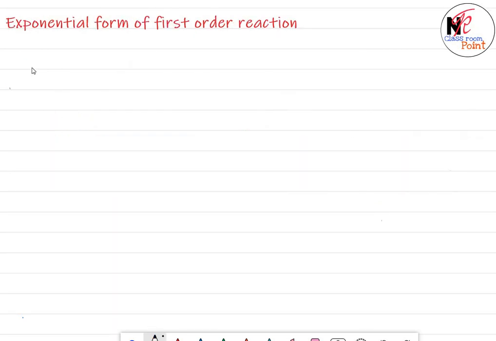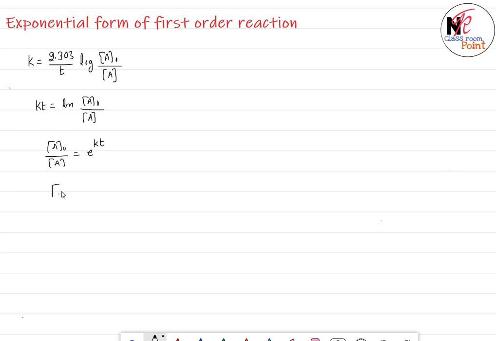Now let us write down the exponential form of the first order rate equation. Earlier I have taken k equals 2.303 divided by t into log concentration of A naught divided by concentration of A. So the same one we will rewrite in exponential form. You send this t to that side and convert the base 10 log into the base e logarithm. So we get kt equals log concentration of A naught divided by concentration of A. Now you send the logarithm to that side, base e logarithm. So it becomes concentration of A naught divided by concentration of A equals e power kt, and this is the exponential form, and this can be rewritten as concentration of A naught equals concentration of A into e power kt.